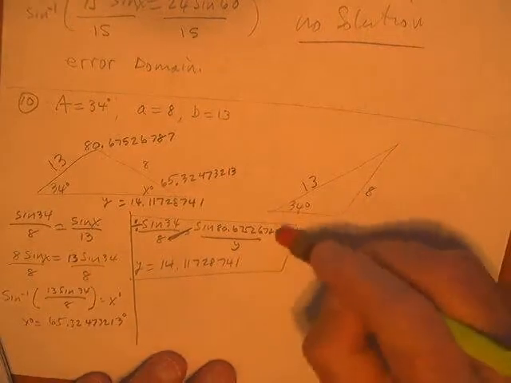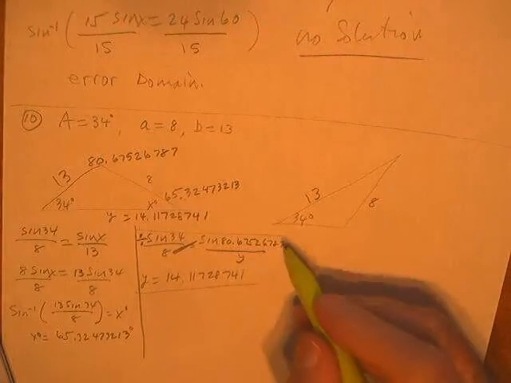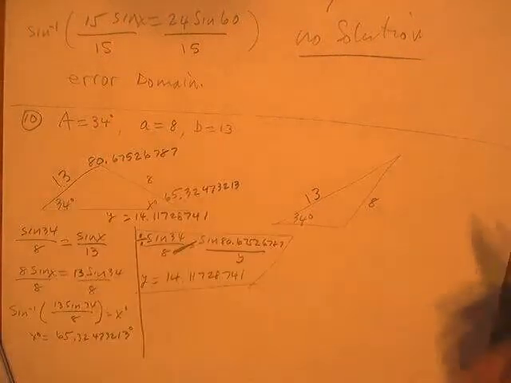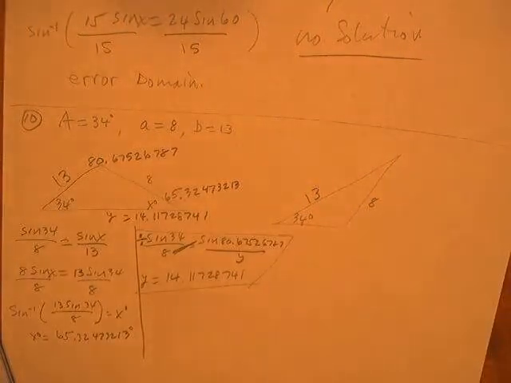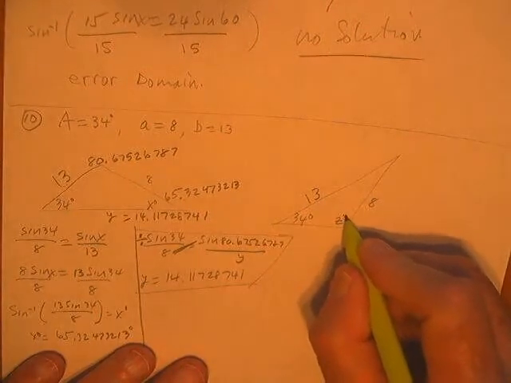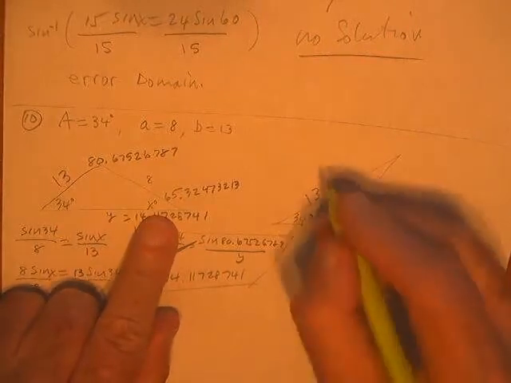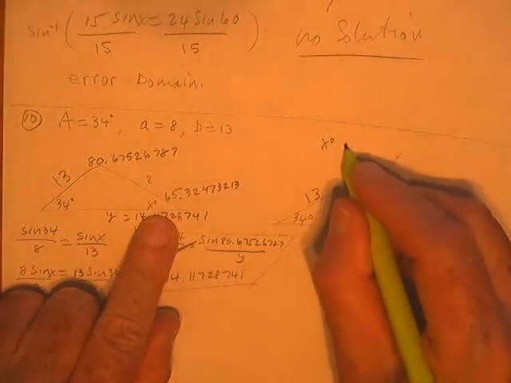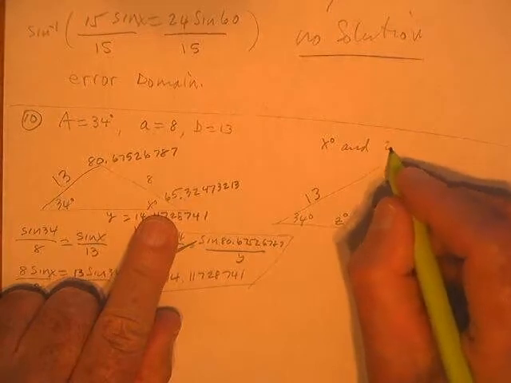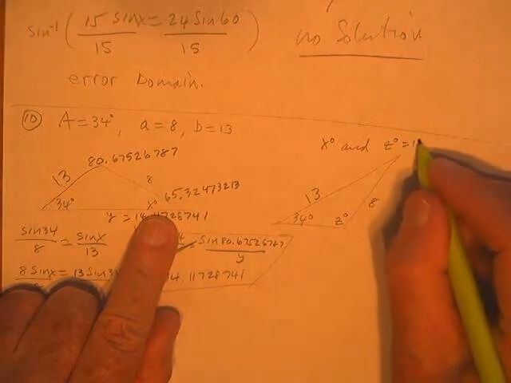Okay, so the first triangle is done. And now we've got to deal with this second one. Okay, so let's call this z degrees, whatever it is. Okay, x degrees, x and z are supplementary.